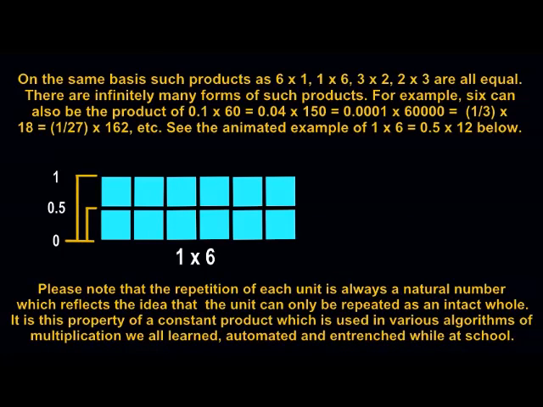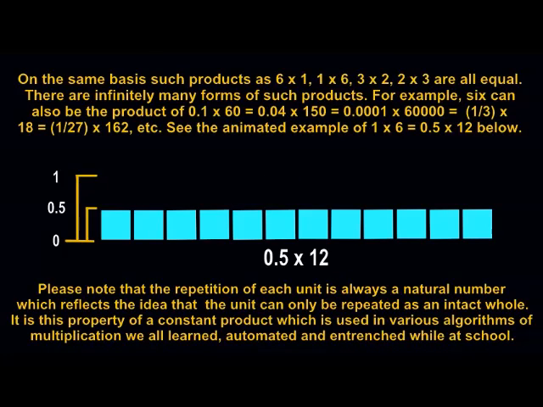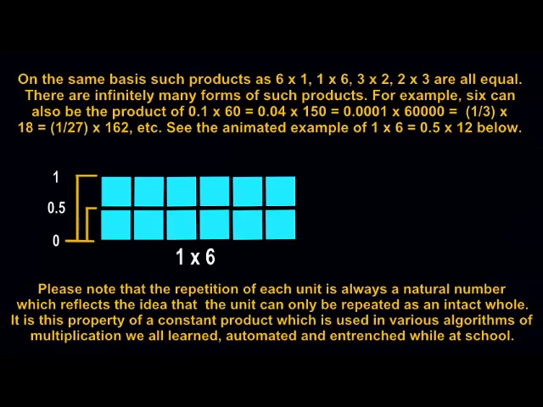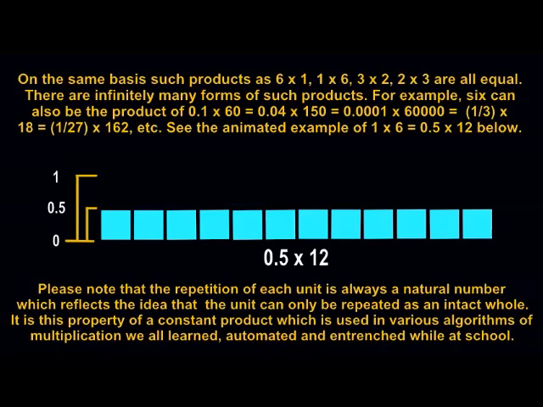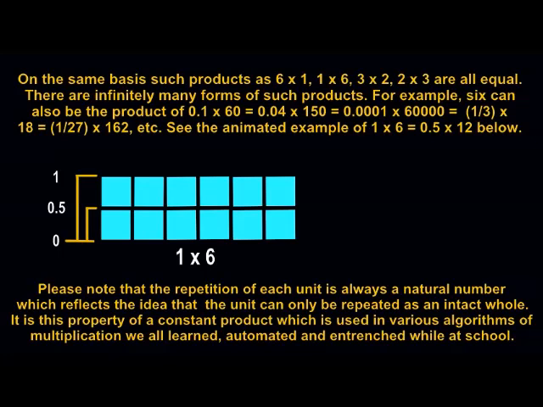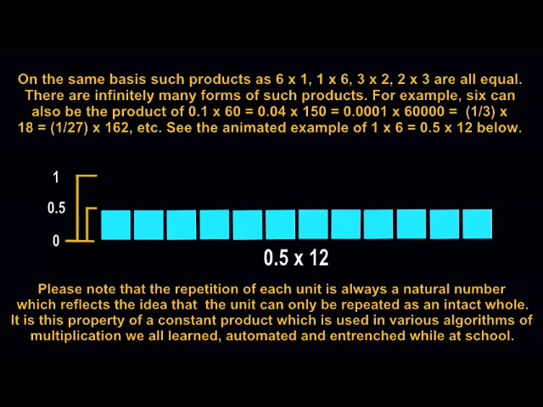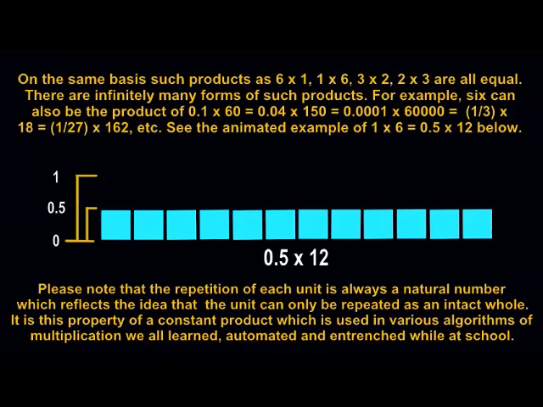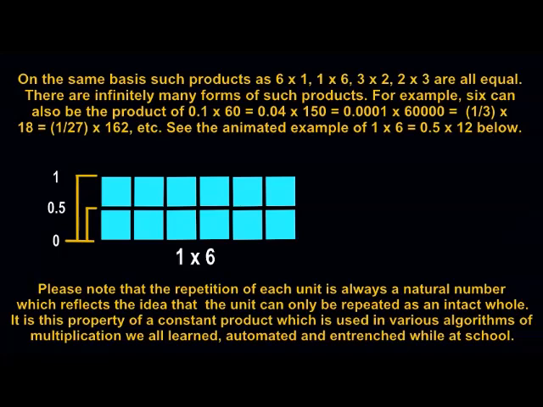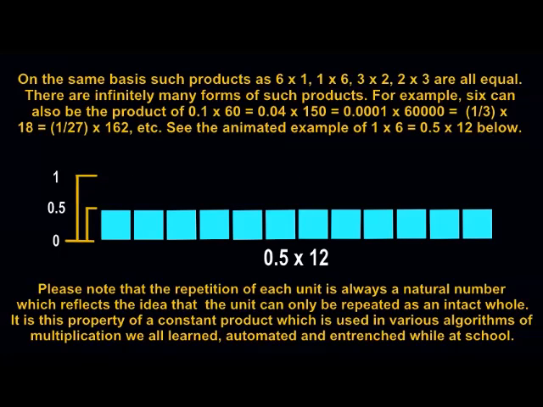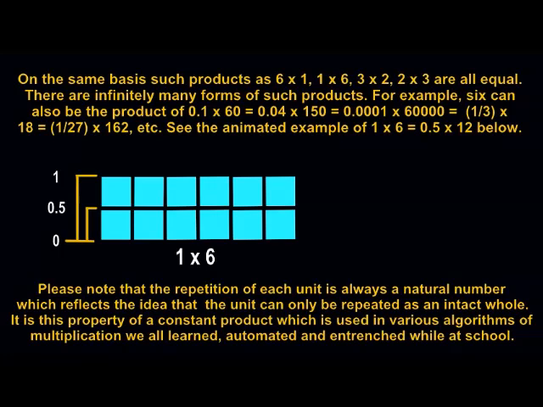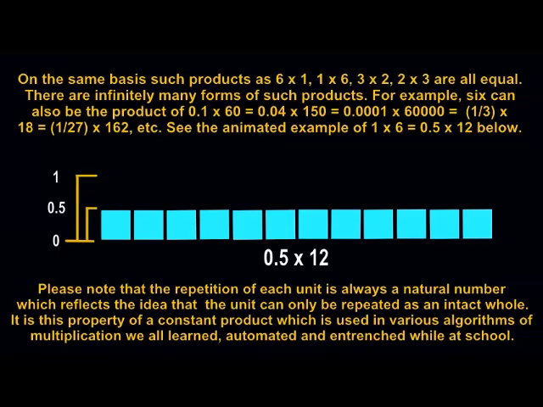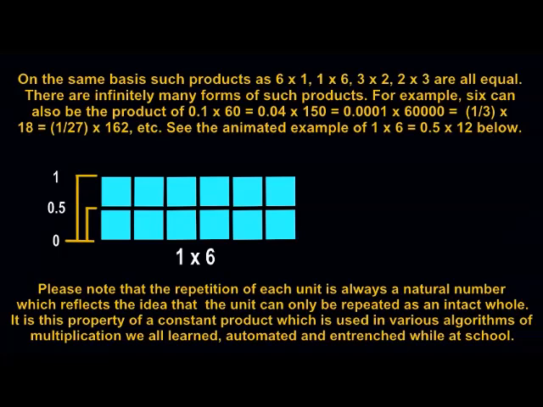On the same basis, such products as 6 times 1, 1 times 6, 3 times 2, 2 times 3 are all equal. There are infinitely many forms of such products. For example, 6 can also be the product of 0.1 times 60, or 0.4 times 150, or 1/3 times 18, or 1/27 times 162, etc. See the animated example of 1 times 6 equals 0.5 times 12, which is displayed below.